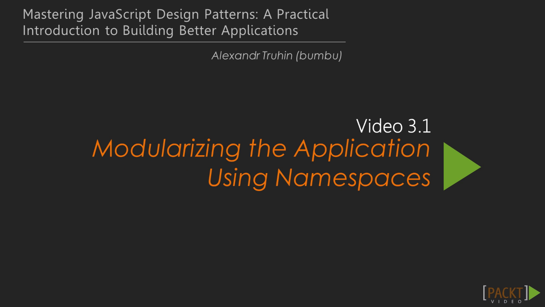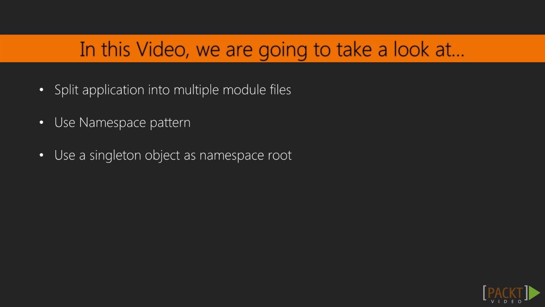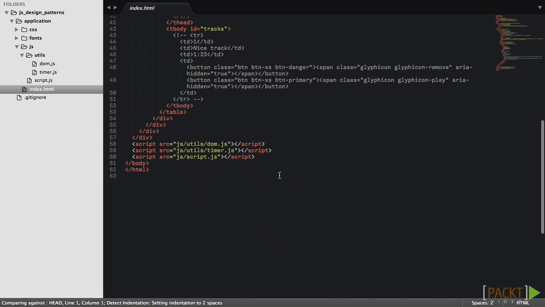As you saw in the previous section, our application grew quite a bit, and it starts to be hard to remember all the things each file can do. So, we're going to split the application into multiple files, and we'll use the namespace pattern for keeping references to each file. First, let's add an index file.